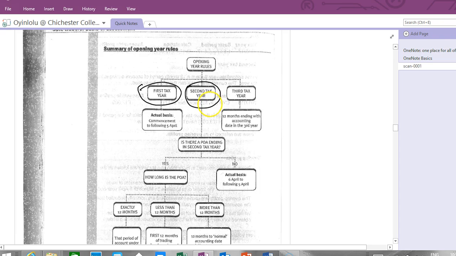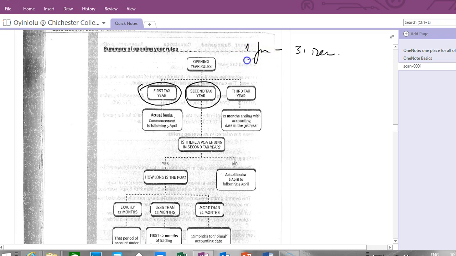So what we really want to ask ourselves is pretty straightforward. We want to ask the question, I know it says, is there a period of account ending in the second tax year? So I almost want you to focus this question. Remember, from the previous example I was giving, when this person had done their 1st of January to the 31st of December, for example, this is a period of account. This is the very first period of account.